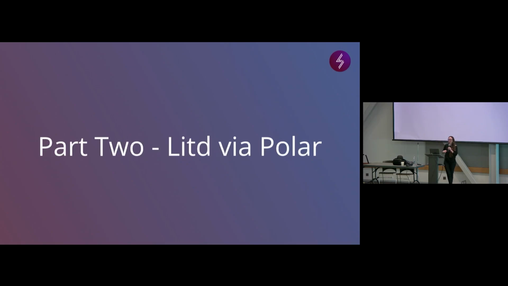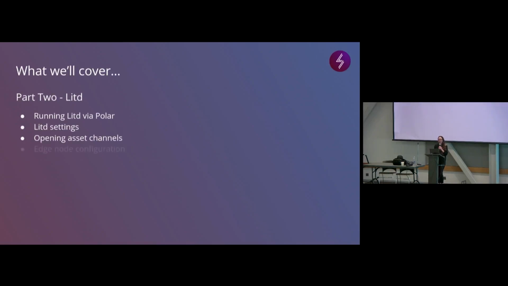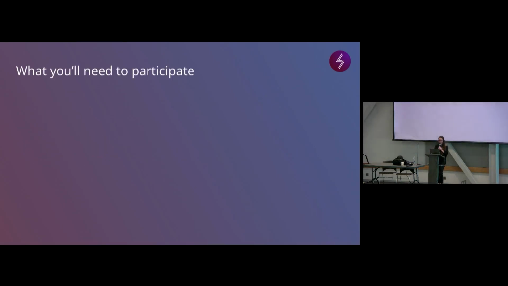All right, awesome, cool. So, this is what we're going to do. We're going to run litd via Polar. We're going to talk about litd settings. We're going to go open asset channels. We're going to talk about edge node configurations. We're going to try sending some assets on Lightning, and that should be fun. Again, what you need to participate is a computer and Docker and Polar.